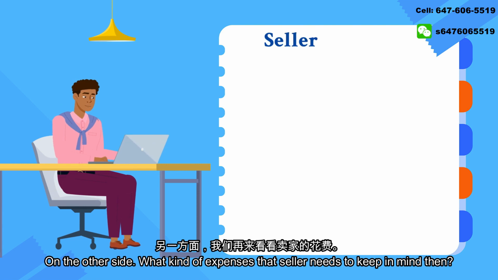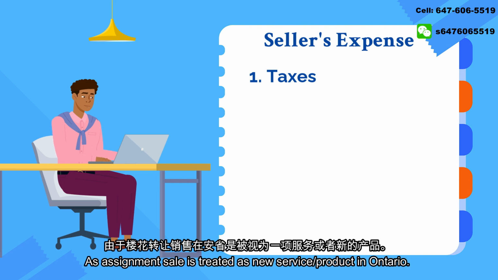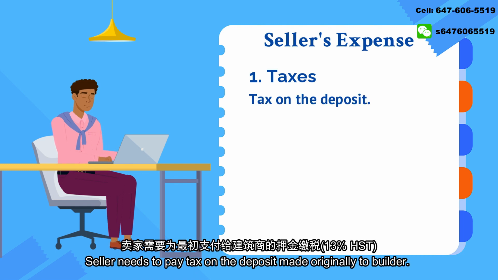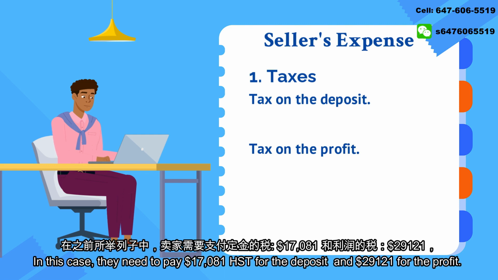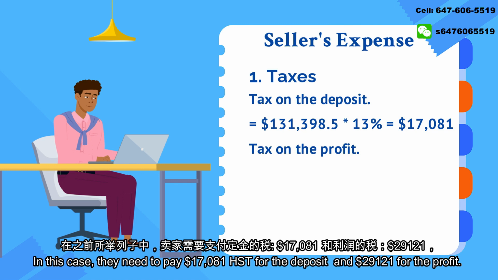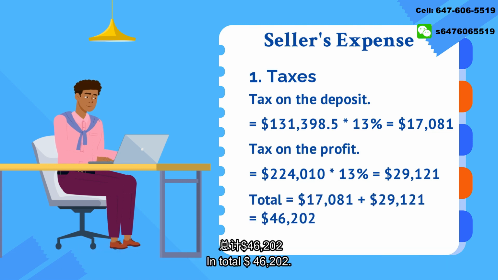So on the other side, what kind of expenses does a seller need to keep in mind then? First, we have taxes here. An assignment sale is treated as a brand new service or product in Ontario, and the seller needs to pay the taxes on the deposit that was originally made to the builder, plus the HST on the profit they are making now. In this case, they need to pay roughly $17,000 HST for the deposit and $29,000 for the profit. In total, we are looking at $46,000 for the HST.